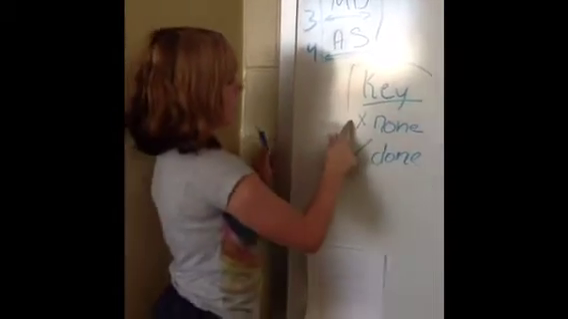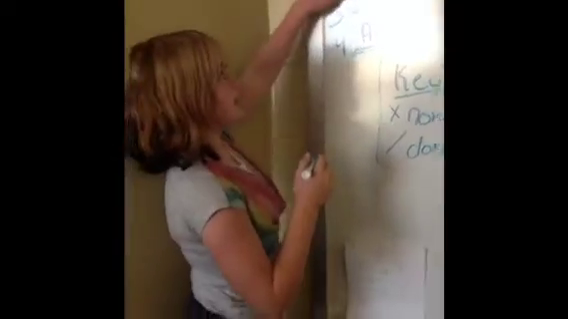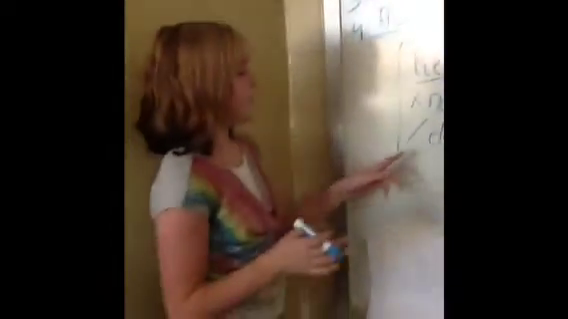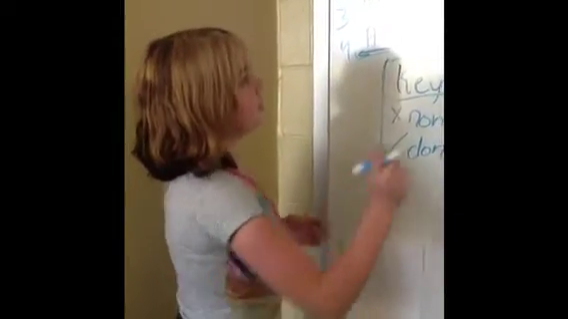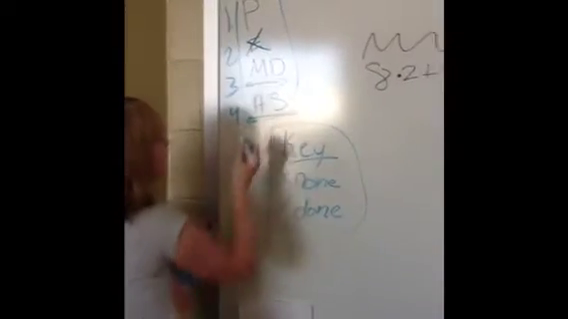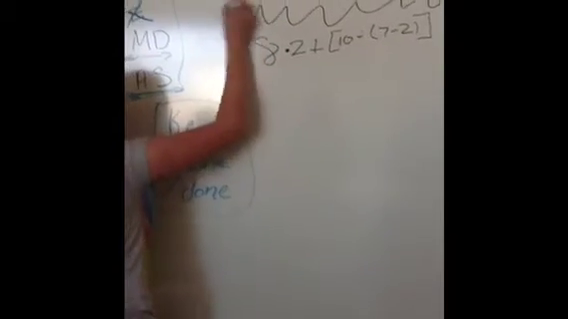The key down here means when you put an X through the P-E-M-D-A-S, that means there's none of that. When you put a slash through it, that means you're done. So if you look over here, there's no exponents. So we're doing question number 40.